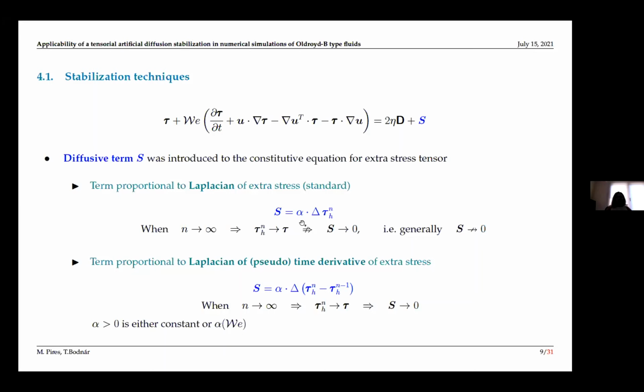Motivated by that, we sought to introduce a new extra term to stabilize the model, such that this term goes to zero when we obtain the convergent solution. For that, we define this extra term proportional to the Laplacian of the pseudo-time derivative of the extra stress. So this way, when we obtain the convergent solution, this term goes to zero, so nothing is added to the constitutive equation, and in fact we expect to obtain the solution of the original model, or as I want to call it, the classic Oldroyd-B model.